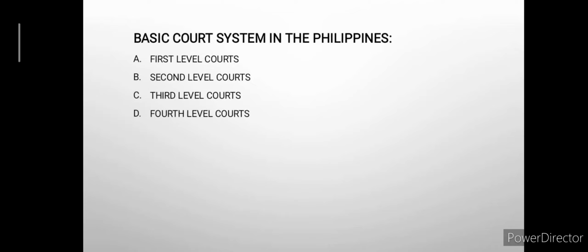The fourth level court is the Supreme Court, which is the highest court of the land. It is also a review court. It is the court of last resort, for no appeal lies from its judgments and final orders. In the context of the integrated judicial system, it exercises appellate jurisdiction over cases decided by the Court of Appeals or the Regional Trial Court.